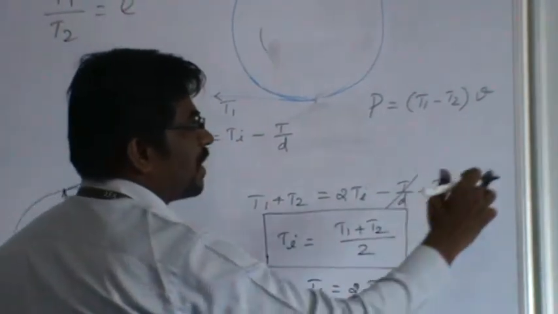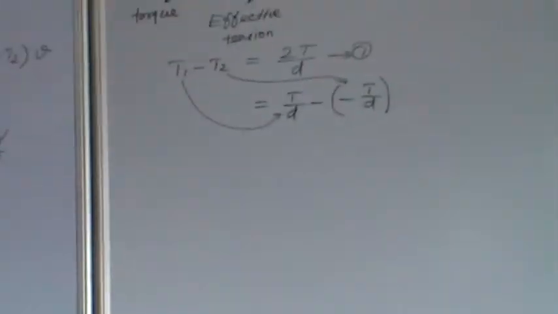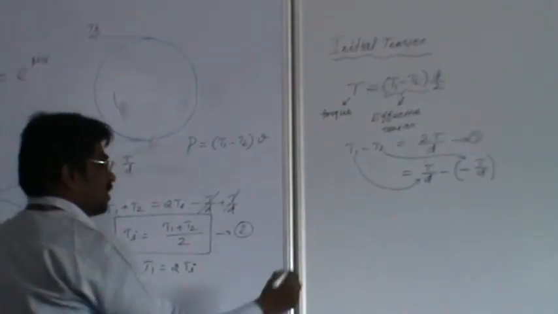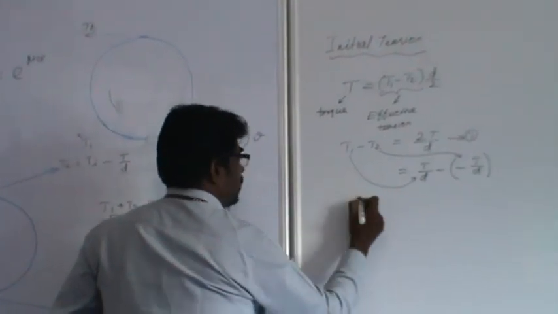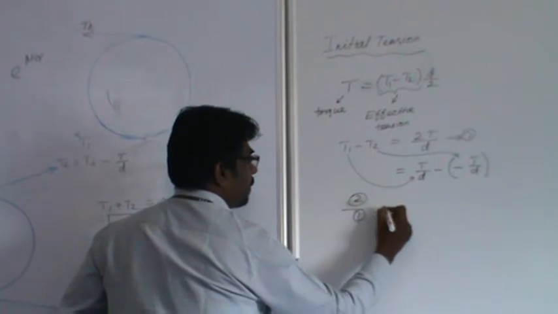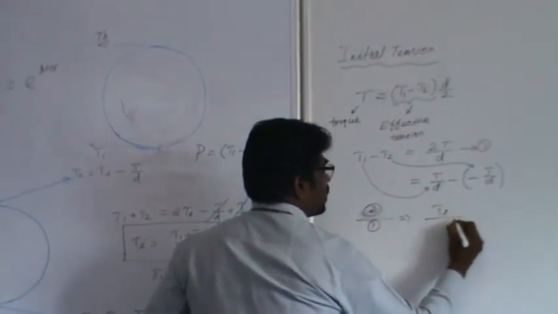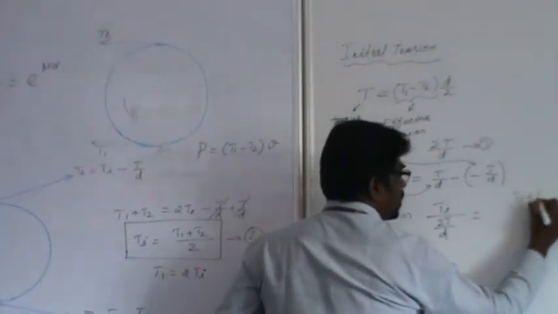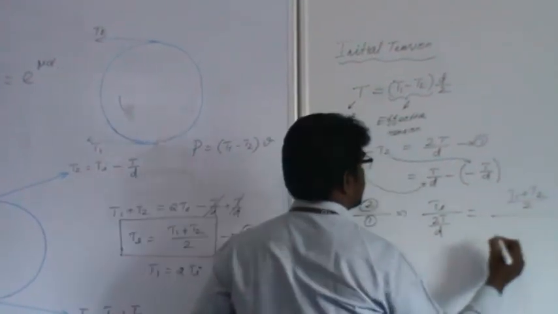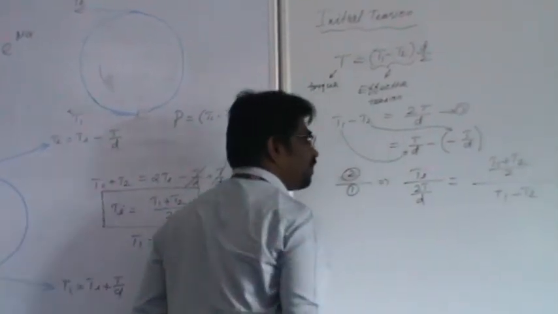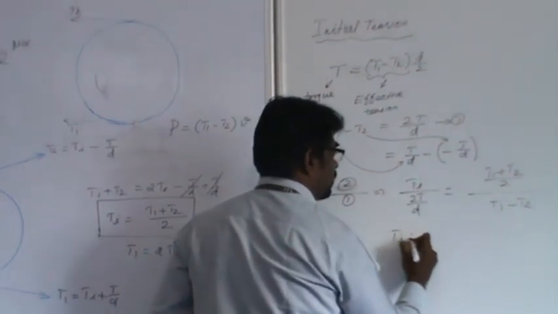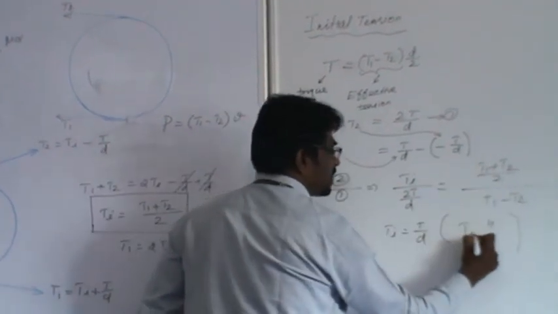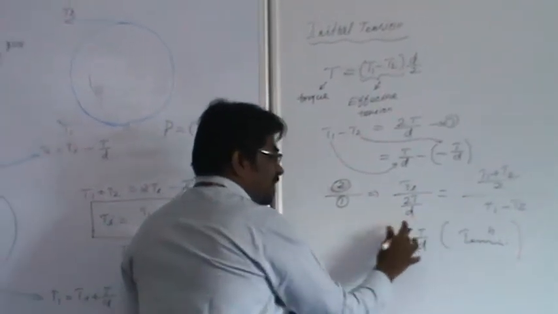Now we compare these two and divide 2 by 1. Ti over 2T by D equals (T1 plus T2) by 2 divided by (T1 minus T2). So if you bring that side, Ti will be equal to T by D and these things. Now I am interested in these two terms.